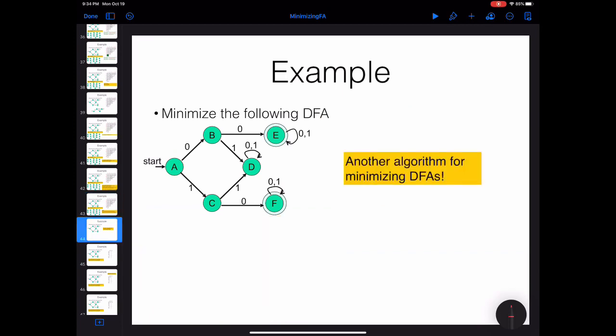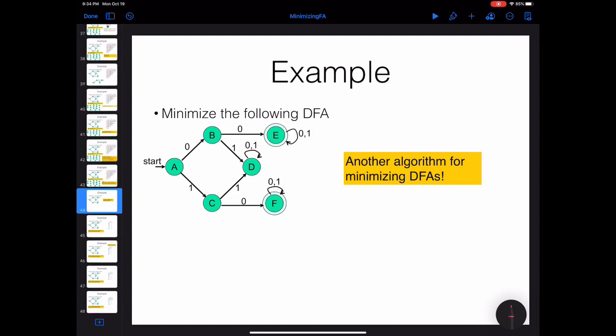So before I finish this video, the algorithm that I showed you is the algorithm from the textbook. I'm going to show you another algorithm because I actually found it somewhere else and I found it very interesting. So I thought that it's really fun to discuss this algorithm as well.